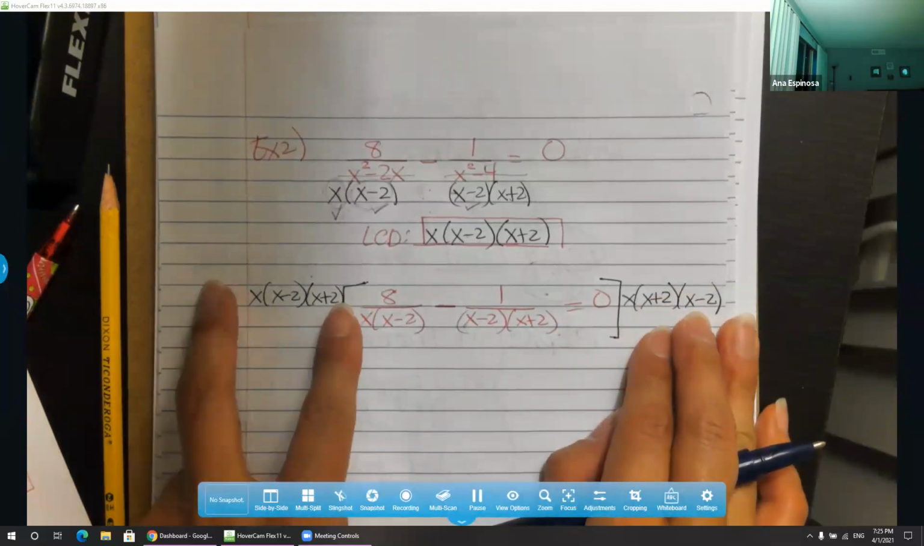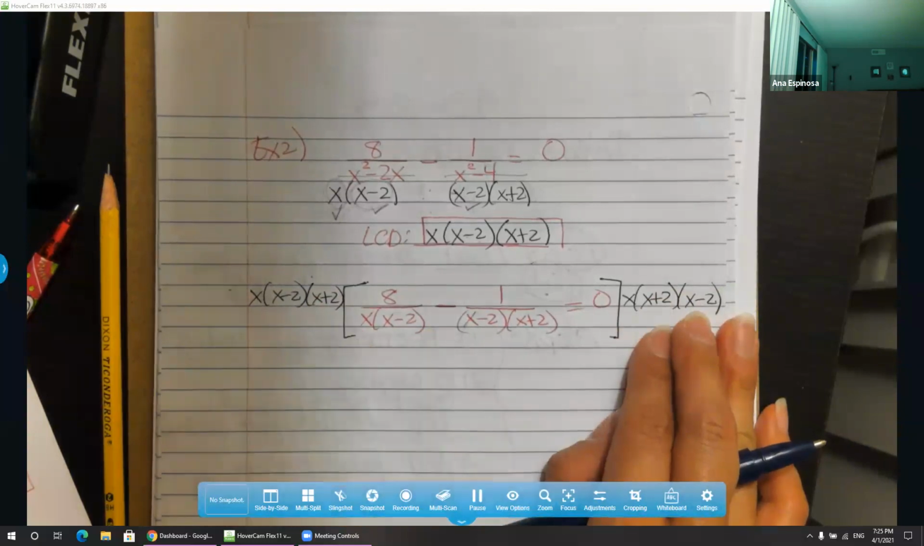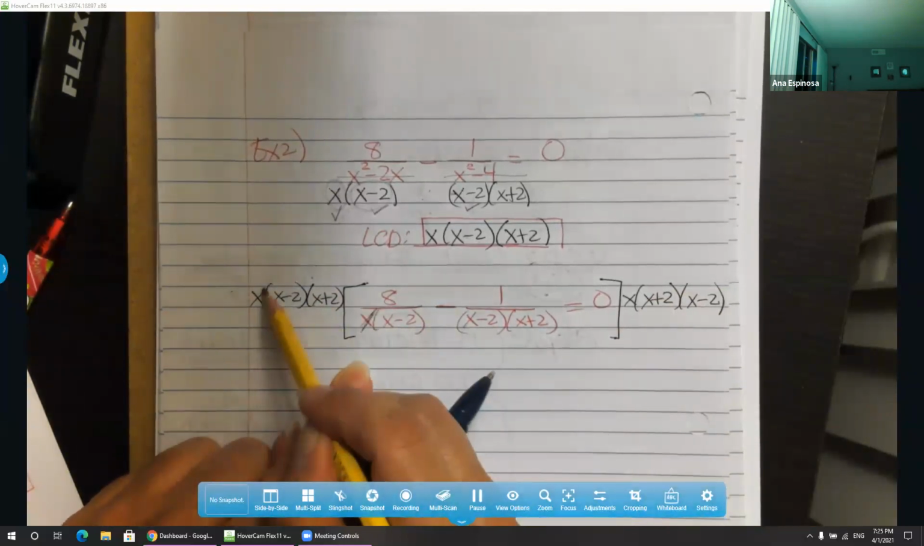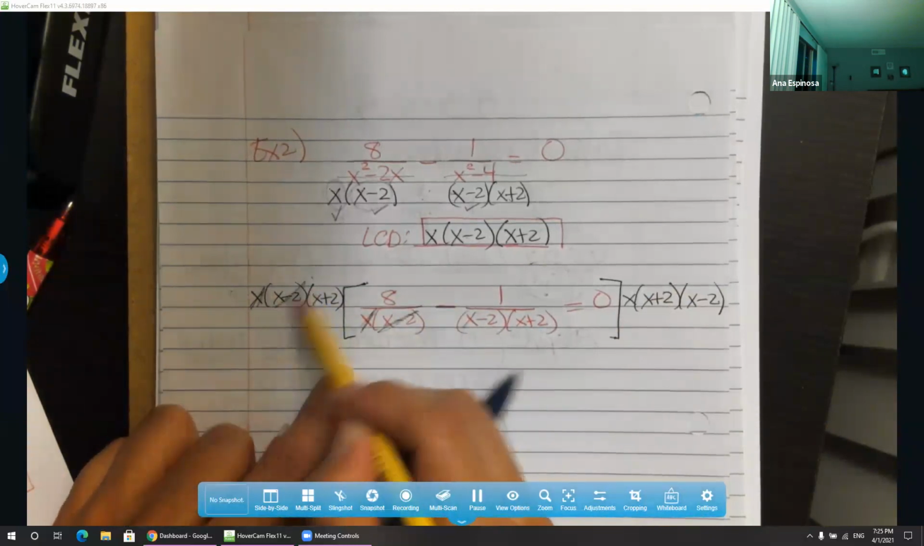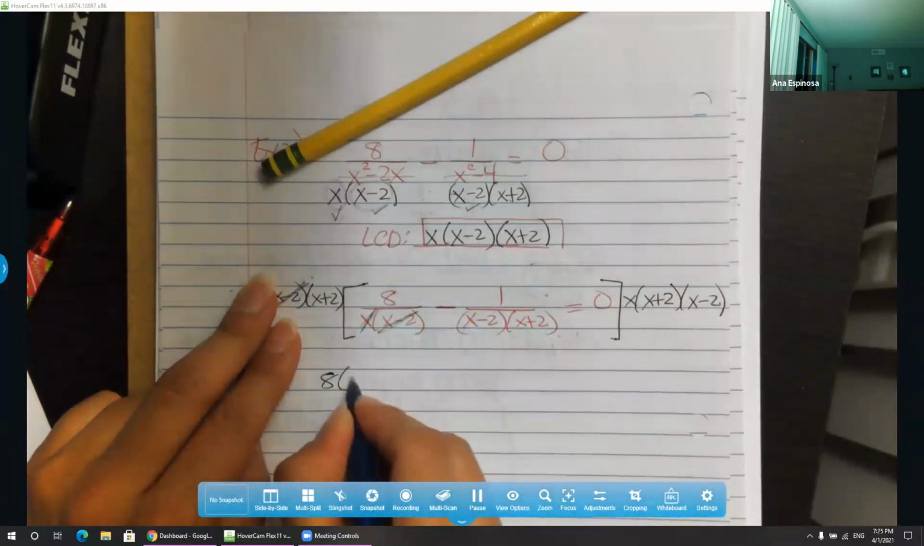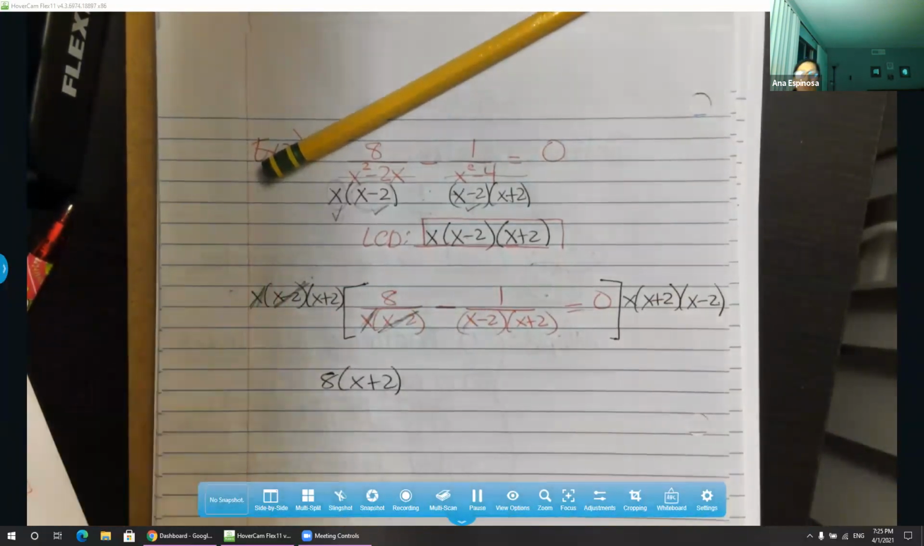All right, if I were to multiply this piece by this, my denominator should cancel. So this X is gonna cancel and this X minus 2 is gonna cancel, leaving me with 8 and X plus 2. That's why all the denominators have to be accounted for, because if there's one missing, that one will not cancel. And you'll have still denominators, which will not help you solve.